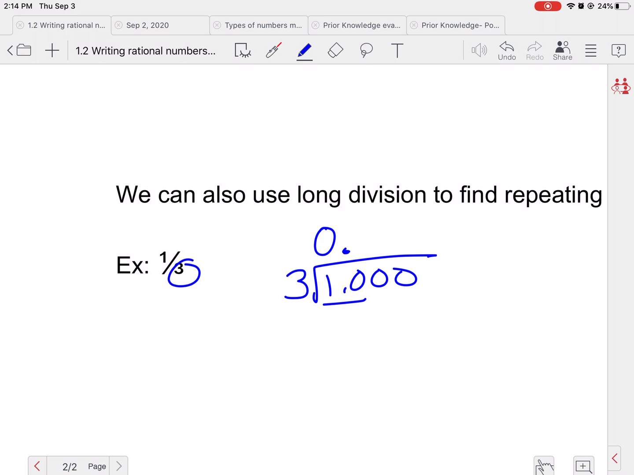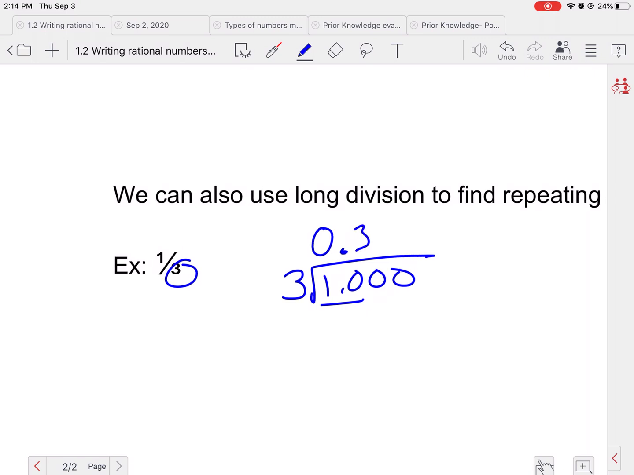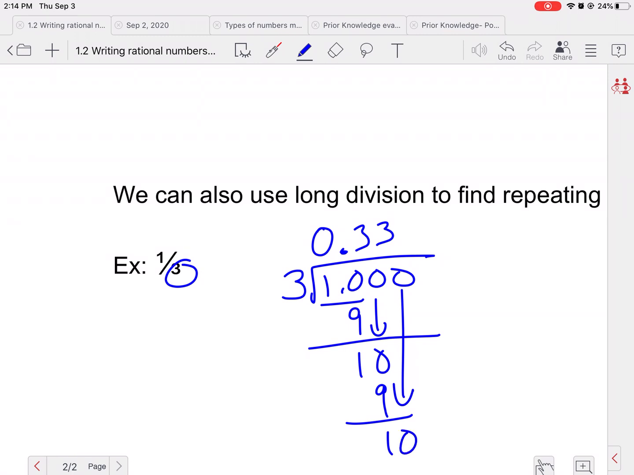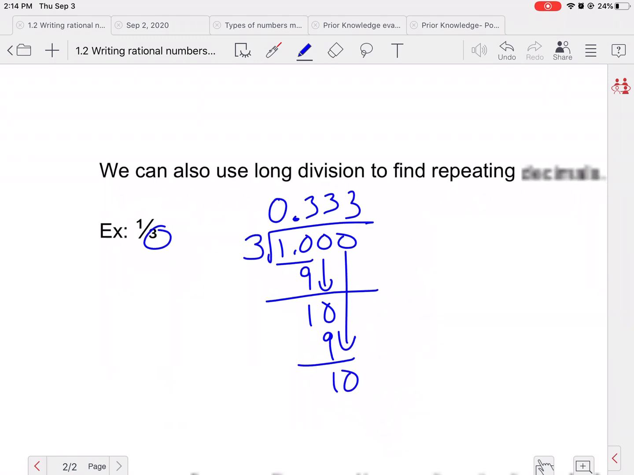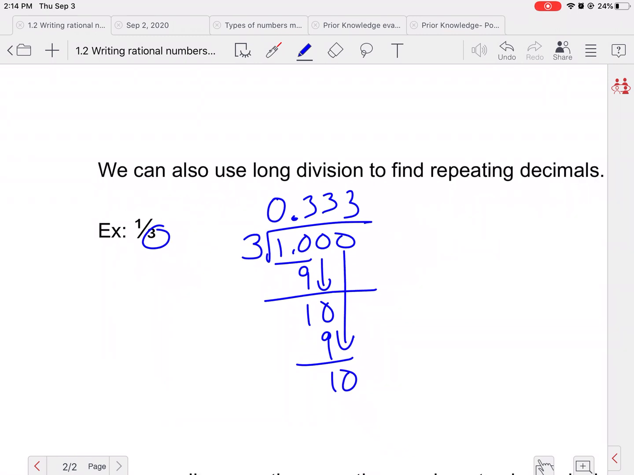3 does go into 10 3 times. So that gives me 9. Subtract gives me 1. Bring down my 0. 3 goes into 10 3 times, which gives me 9. Subtract 1. Bring down my 0. And we can already start to see a pattern happening, right? This will never end. The 3 is going to keep repeating forever. Okay, so we don't need to go too far until we start to see that pattern.